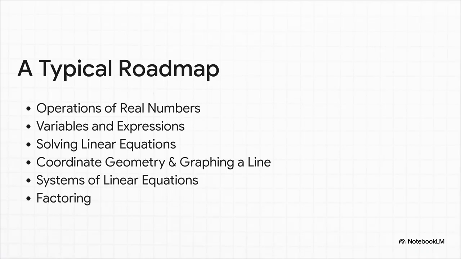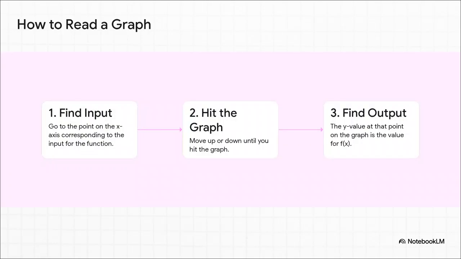Operations, variables, equations, and then boom, right there in the middle, a crucial landmark, coordinate geometry and graphing a line. This is it. This is the point where all those numbers and symbols actually become a picture. So how do you read this map? It's honestly simpler than you might think. First, you find your input, that's your x value, on the flat horizontal axis. Then you just travel straight up or down until you hit the line of the graph itself. And from that point, you just look straight across to the vertical axis. That's it. That's your output. Input, travel, output. Simple as that.